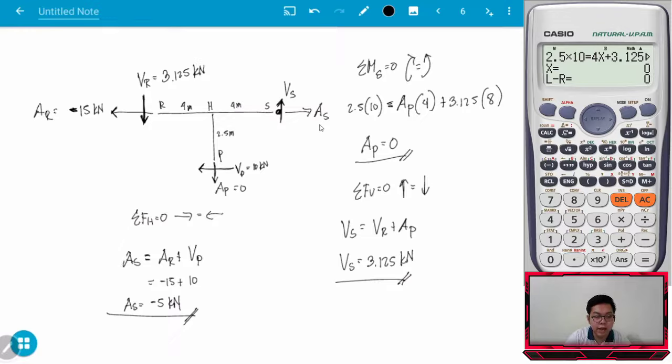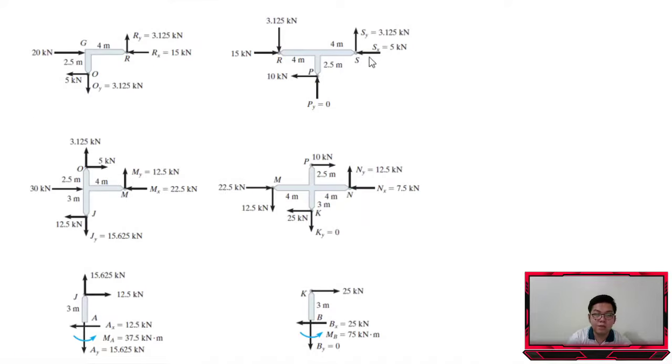Ang AS niya is, ang AS natin is negative 5 to the right. Sa kanya, tingnan nyo, positive 5 but to the left. Okay? So, I think okay na tayo. Since okay na tayo dito sa itaas, you can now consider yung nasa ibaba na naman. Ganun yun, ha? Ganun yung flow ng solution, guys.